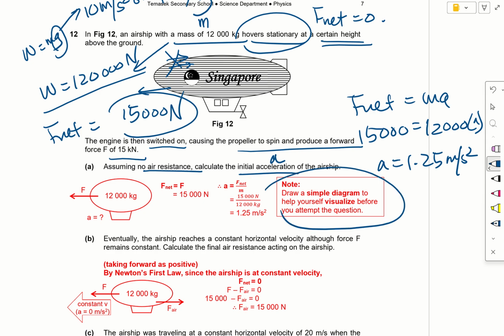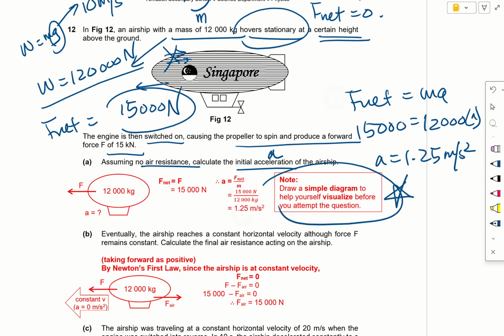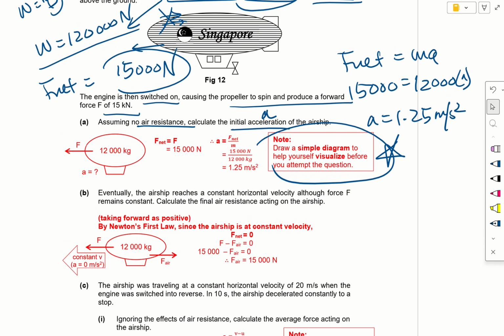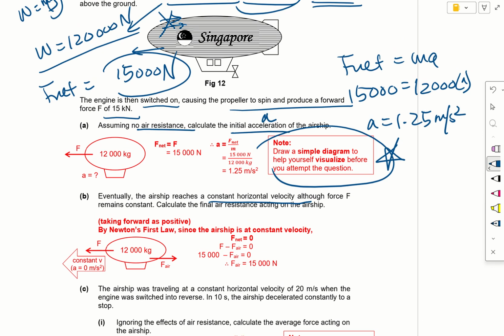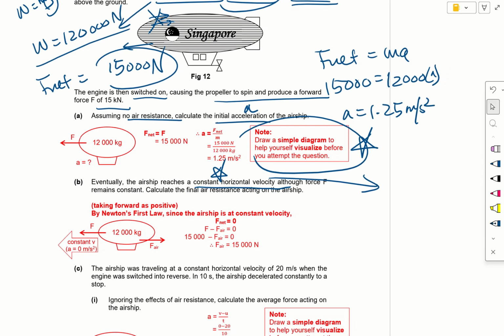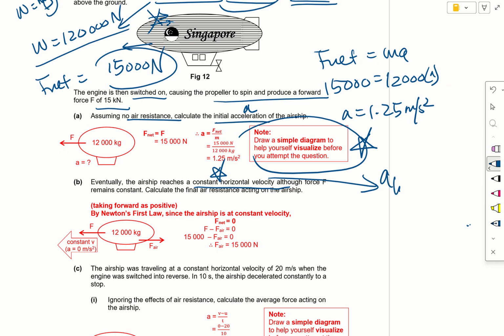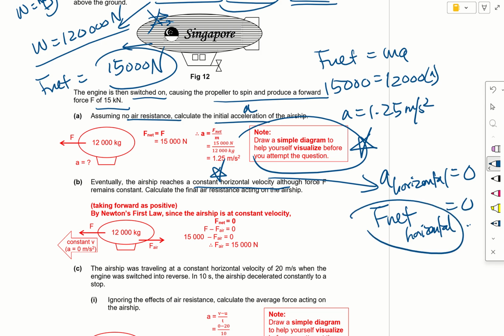Okay, so this is a very important note. Always draw a free body diagram. It will help you to visualize whether there is any F net or not. Eventually, the airship reaches a constant horizontal velocity. So again, this is a very important sentence, because constant horizontal velocity means the horizontal acceleration is 0. That means there's no F net in the horizontal direction. The F net is 0.